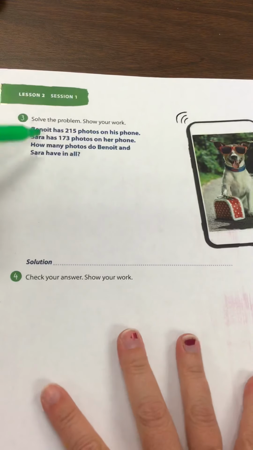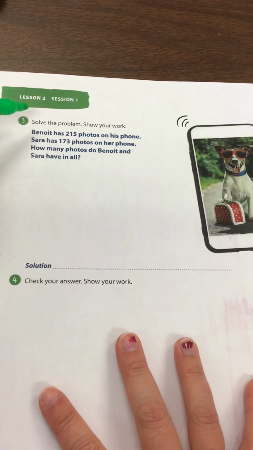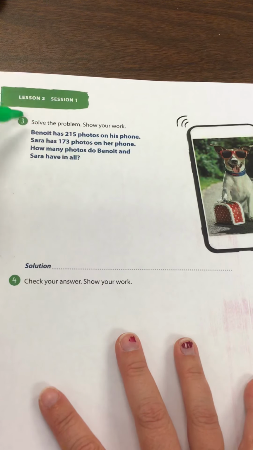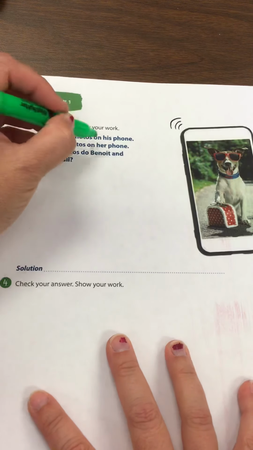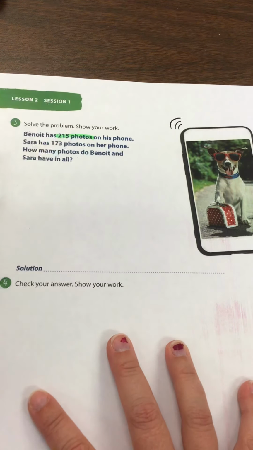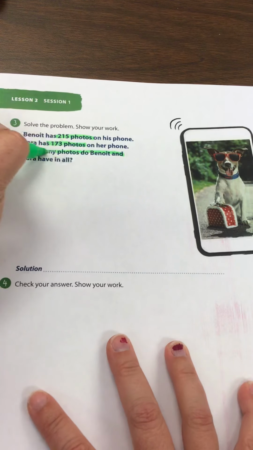And of course, it has a very weird name, and I'm not really sure how to pronounce it, so I'll try my best. It says, solve the problem, show your work. Benoit has 215 photos on his phone. I'm going to highlight 215 because that's important information. Sarah has 173 photos on her phone. I'm also going to highlight 173 because that's also important information. How many photos do Benoit and Sarah have in all?